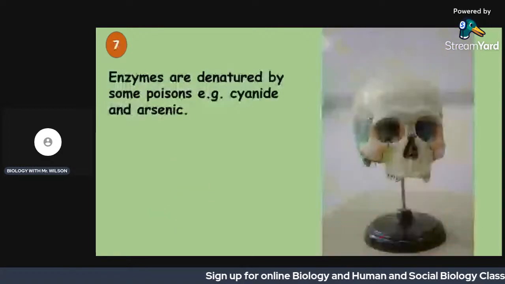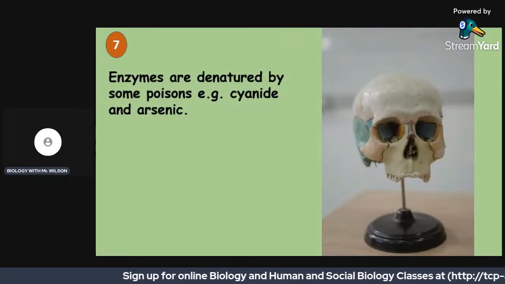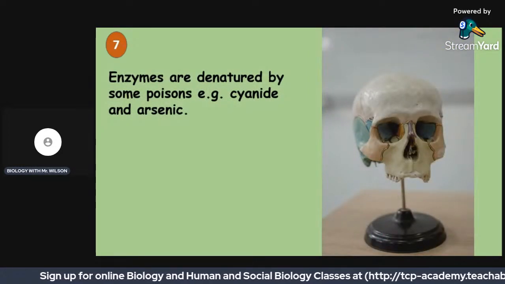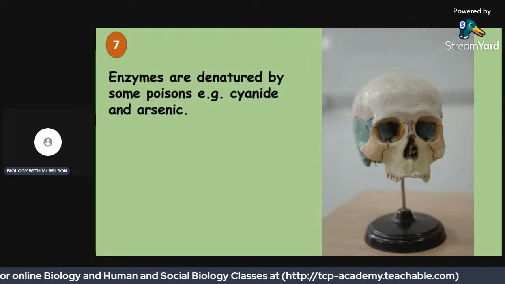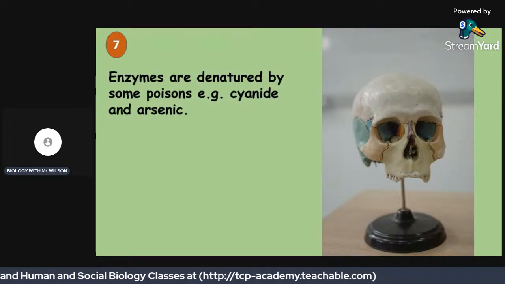Here we go. The 7th property of enzymes is that enzymes are denatured by some poisons, for example cyanide and arsenic.